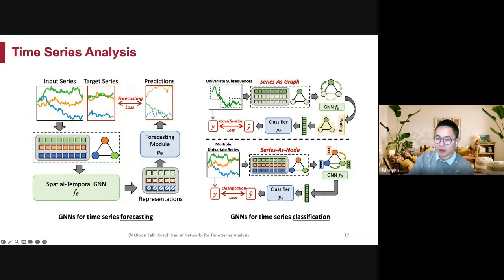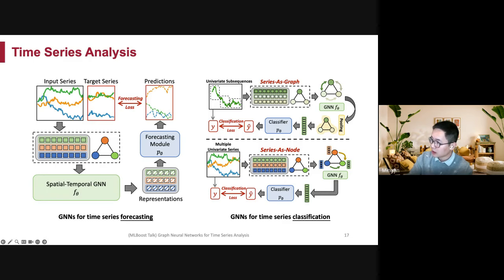Okay. So now let's have a look at four categories of graph neural network for time series analysis. The first one is time series forecasting. Given historical observations, we embed those observations, and then we define or learn the graph structures as denoted here. Then we have a GNN defined, and we get the node level representations. We can use the forecasting head to do the predictions, and we minimize this forecasting loss compared with the ground truth. So this is about the forecasting.